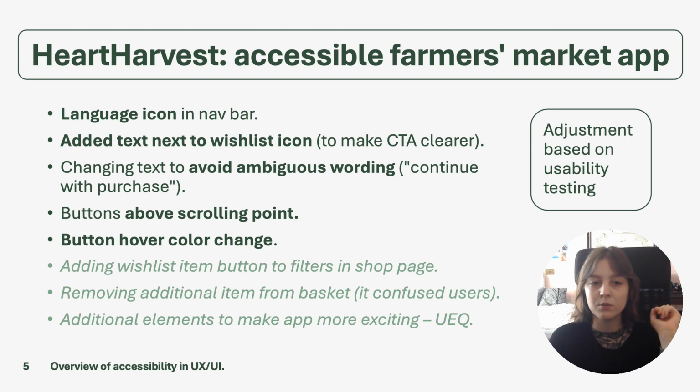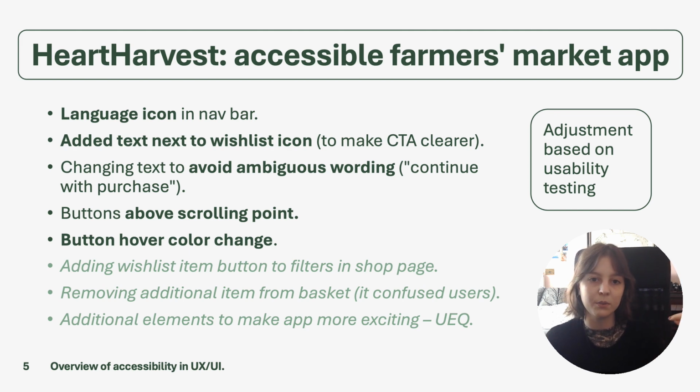It's also important that we avoid ambiguous wording. I had a button in the cart process with the text "continue with purchase." The users could interpret this as if they click it, they will be taken back to the shop page instead of the next page in the cart process. I corrected this text to "proceed to checkout."